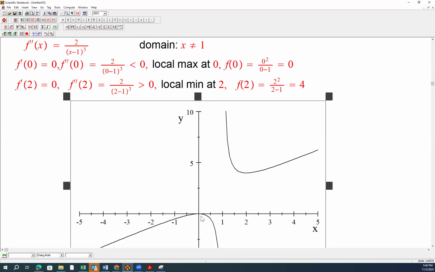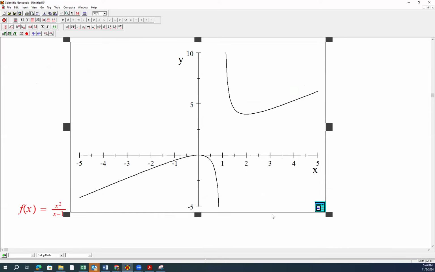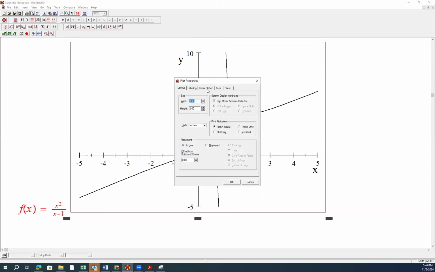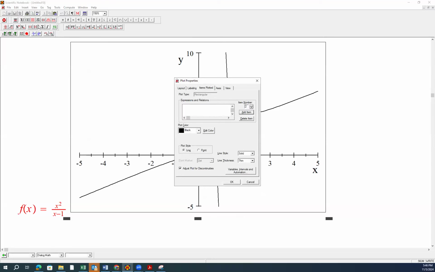Local max is here. Okay, so in a neighborhood, let me mark the local max. Local max is 0, 0. Okay, we make it a red dot. And local min is 2, 4.